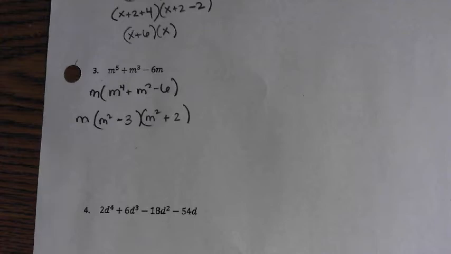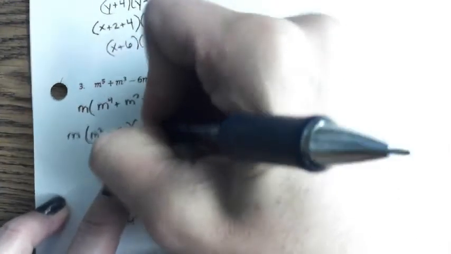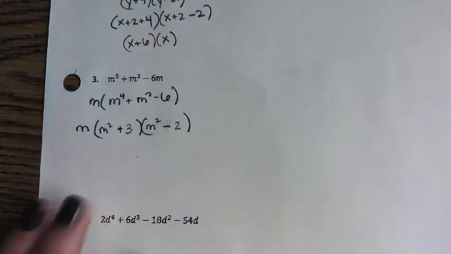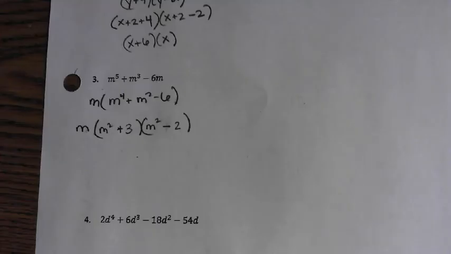What should it be? Minus 2. Right, the negative on the 2, the positive on the 3. Very good, because you want it to be a plus 1 in the middle. Good. Can any of those go further? M squared plus 3 or m squared minus 2?